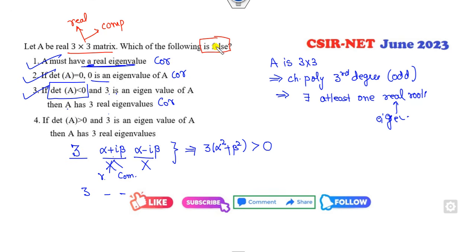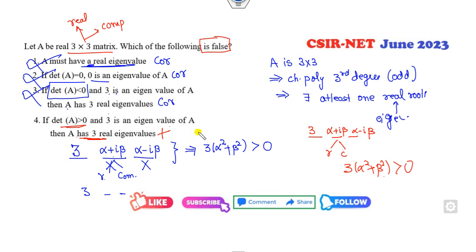Fine. But we need a false statement, so these 3 options are cancelled out. The last option is the correct one. How? Again, you have 3 eigenvalues. 1, 3 is an eigenvalue, either real or complex. Then A has 3 eigenvalues. But if I assume it is a complex number, what is the determinant of this? It is also satisfied. Fine. But it says A has 3 real eigenvalues, but complex may also be possible. So this option is false. So the right answer is D.